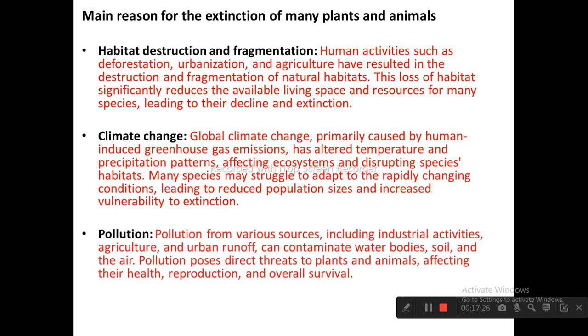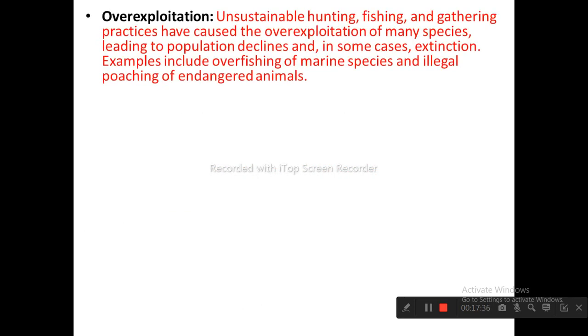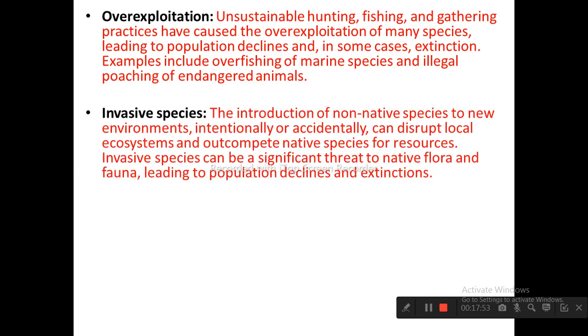Next main reason for the extinction of many plants and animals is pollution. Pollution poses a direct threat to plants and animals, affecting their health, reproduction, and overall survival. Next one is overexploitation. Overexploitation of many species leads to population declines and in some cases extinction as well.